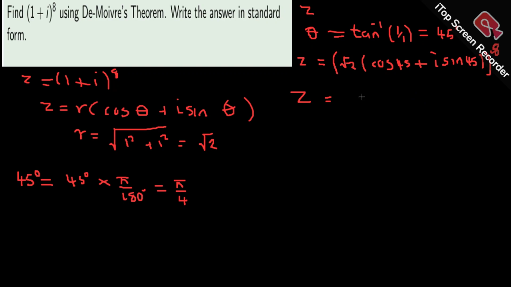Okay, so we'll get back to this. So it will be root of 2 raised to the power 8, then we're also going to have cos of 8 multiplied by pi over 4, plus imaginary unit sine of 8 pi over 4.